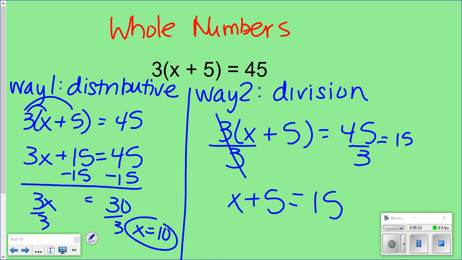Subtract 5, right? Remember my balance? Remember when we did the balance? That's this. I'm going to take 5 away from this side, 5 away from this side. Yep, always equals 10. Yep.